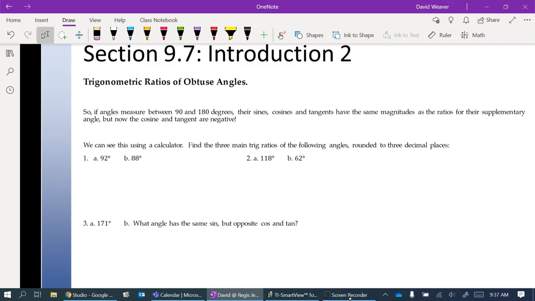I'll leave numbers 2 and 3 to you, but just remember the rules that we found here about supplementary angles and how their cosine, tangent, and sine ratios align with each other. In the next video, we'll figure out how to find the area of triangles using trigonometry.